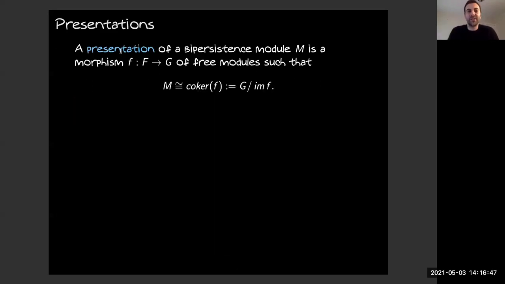So then a presentation of a bi-persistence module M is a morphism of free modules, say F, with the property that the cokernel of this morphism is isomorphic to M.